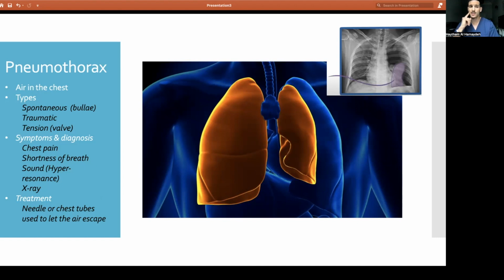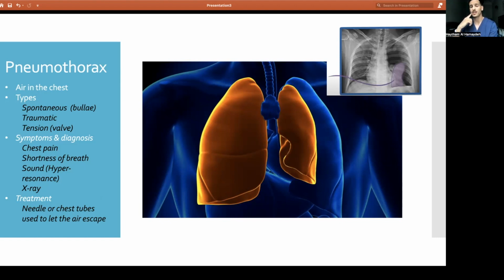The spontaneous evolves from a problem within the lung itself, where a bullae is formed, where it's just a bump within the surface of the lung that is formed due to a leakage within an alveoli, and so air would accumulate until a bump is formed, and so pneumothorax would develop, and that's the spontaneous type.